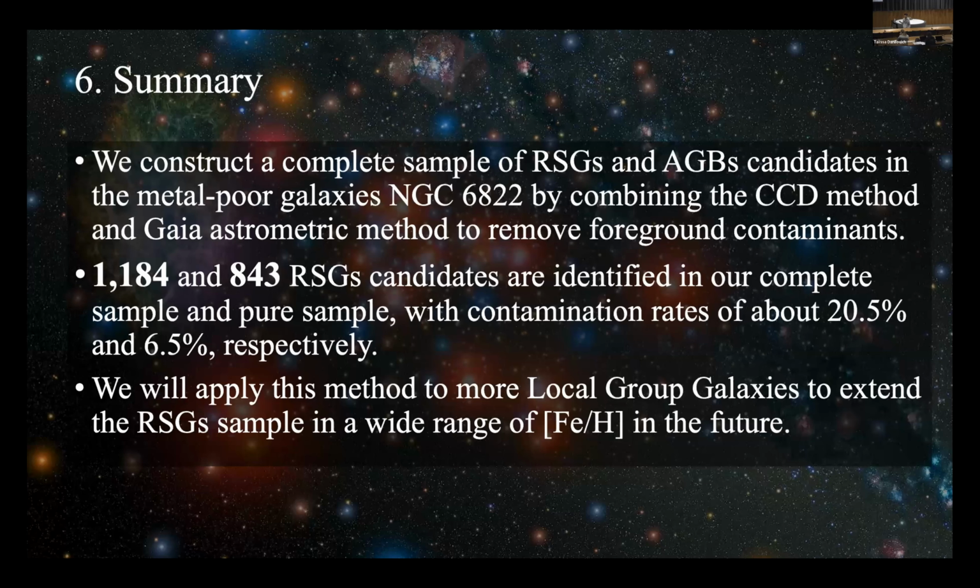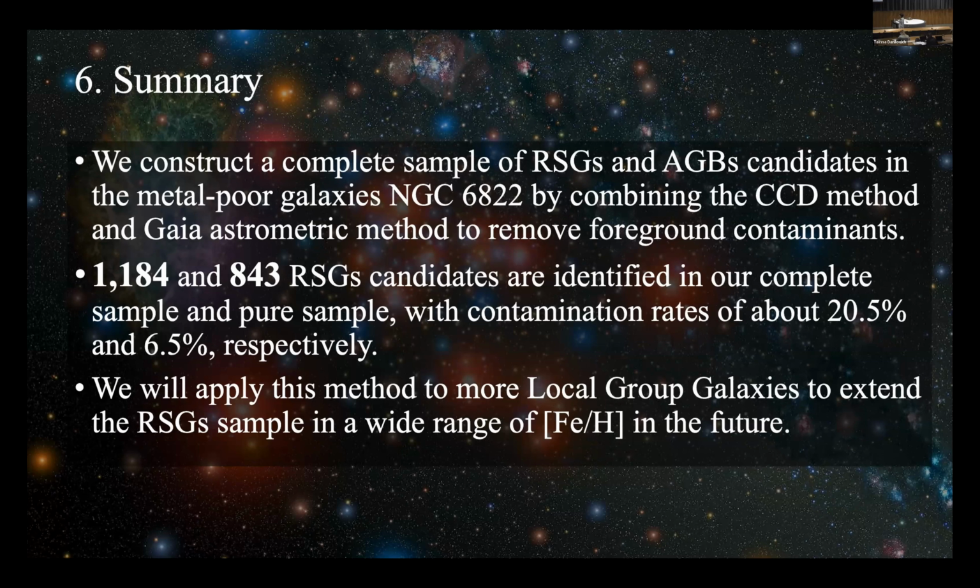Okay, I'll show the summary here. We construct a complete sample of RSGs and AGB candidates in the metal-poor galaxy NGC 6822 by combining the CCD method and the Gaia astrometric method to remove the foreground contaminants.